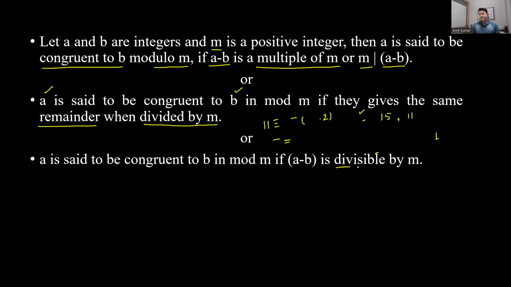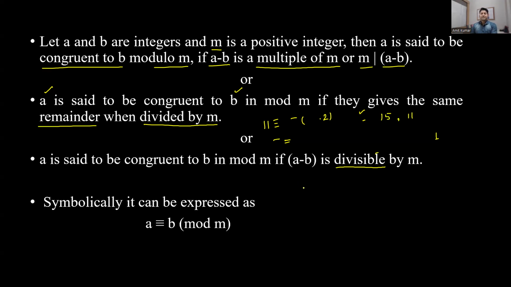When we are talking about divisibility over here, we mean complete divisibility. Like 10 is completely divisible by 2, but 11 is not completely divisible by 2. So here divisibility means complete divisibility. Symbolically, it is expressed as: if a and b are congruent to each other in mod m, then this is how we write the expression: a is congruent to b mod m.